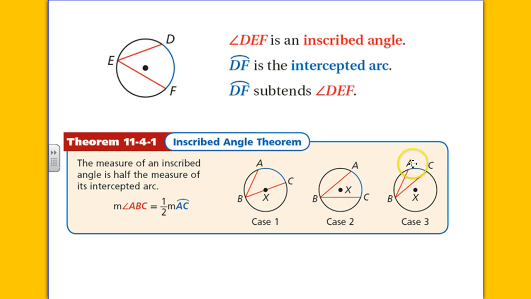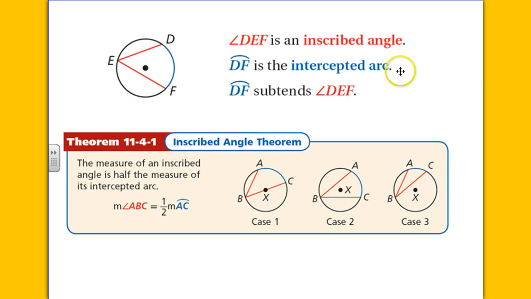Okay? And look at case 3. Notice that in case 1, a side of the angle intercepts the center point. In case 2, the center point is interior to the inscribed angle. And in case 3, the center point is exterior to the inscribed angle. But in all cases, it doesn't matter the case, the measure of the angle is half of the arc that that angle creates.